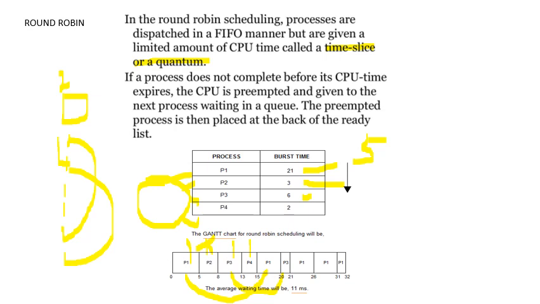Next is P4. The given time slice is 5 milliseconds, but it doesn't have that much work, so within 2 milliseconds it has finished its work and vanished from the memory.